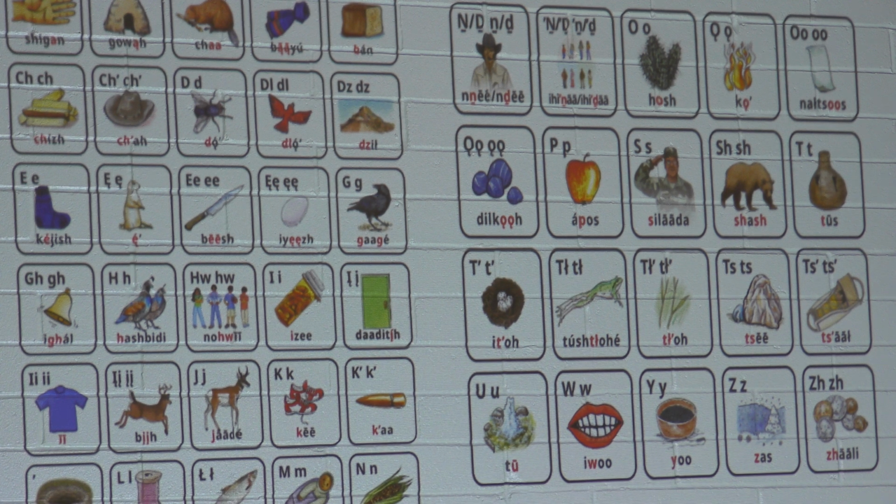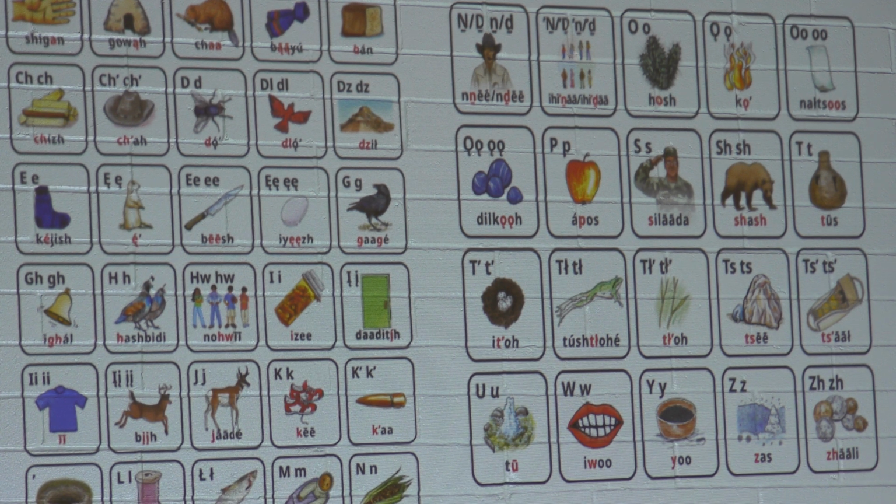Then you have an I sound with nasalization. Notice the little hooks there. We'll explain those later. Iage, meaning egg. Then you have the g sound, as in gage, that's a crow or a raven.